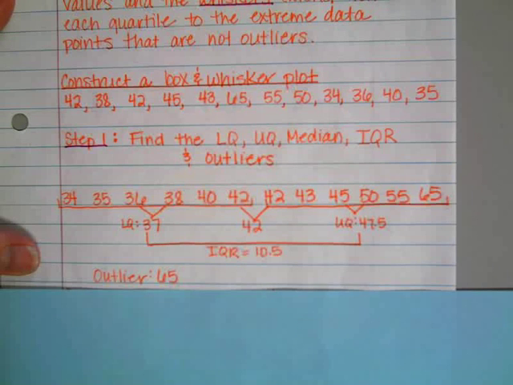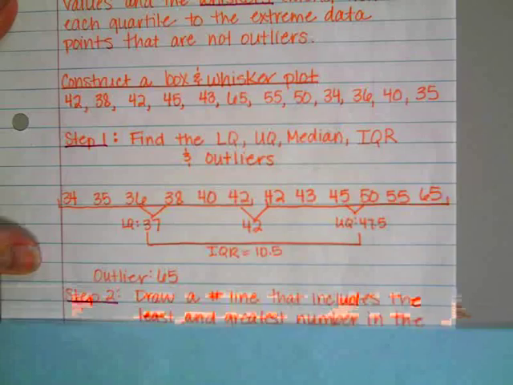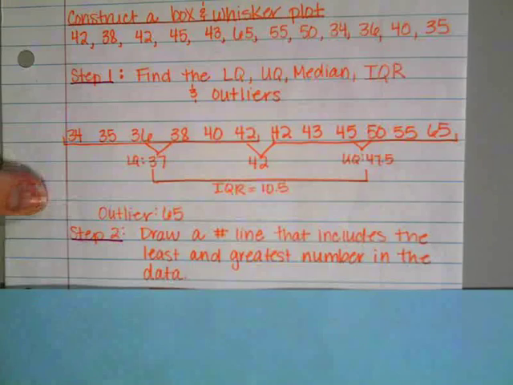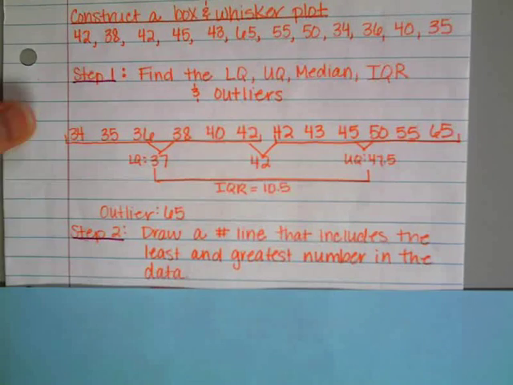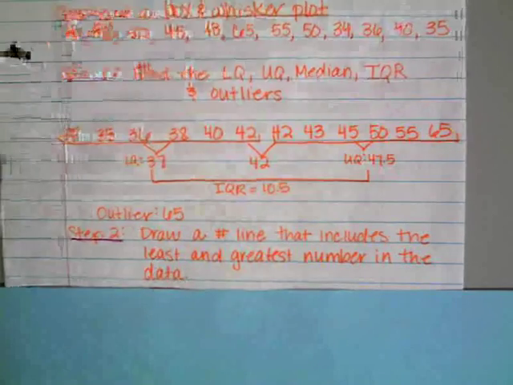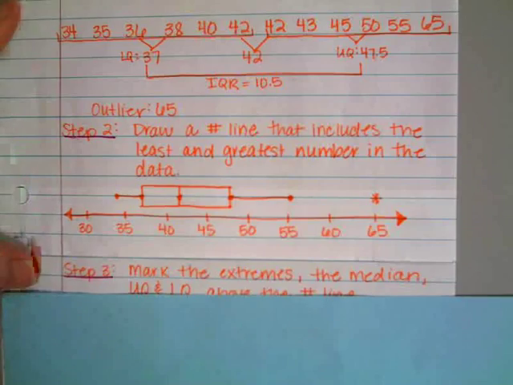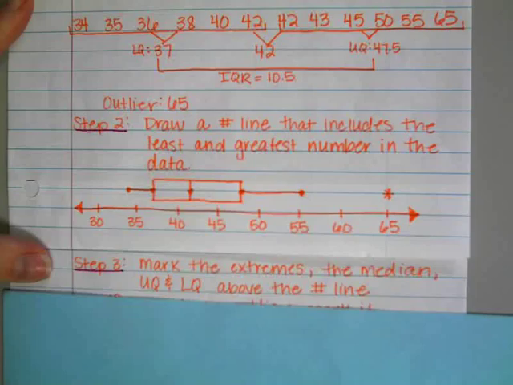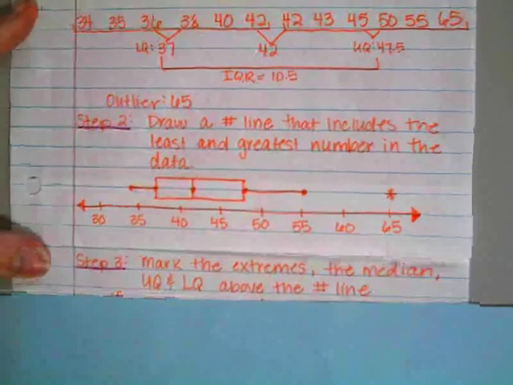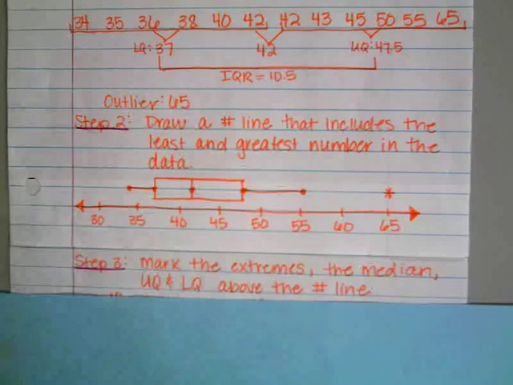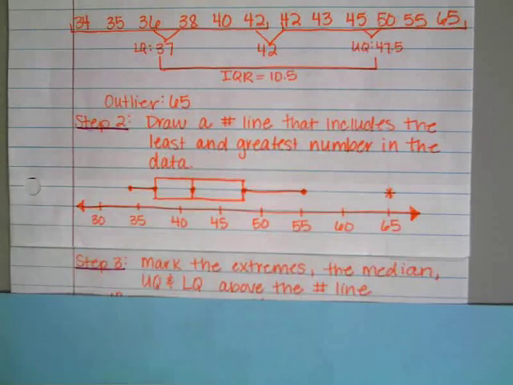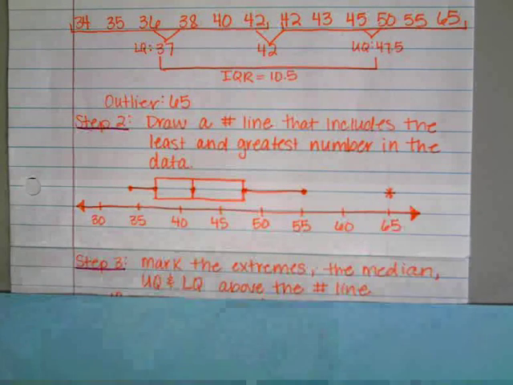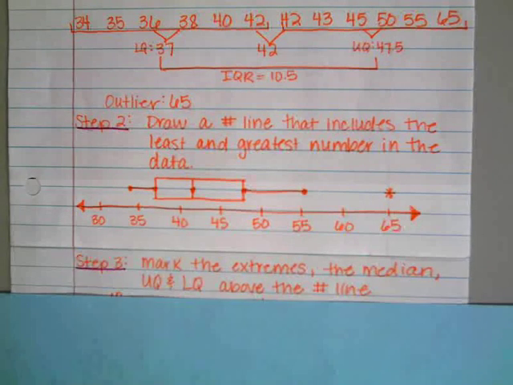Once you have calculated the above values, step 2 is to draw a number line that includes the least and the greatest number in the data. Here's your number line. Step number 3 is going to be to mark the extremes. The extremes are the lowest and the highest data values, not including your outliers.